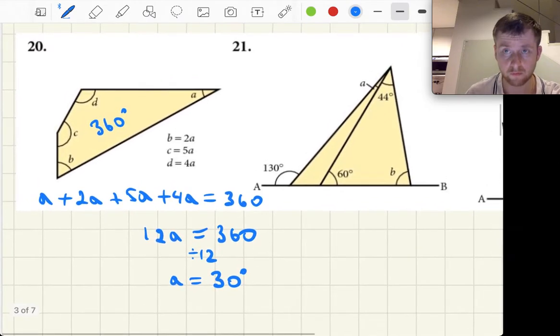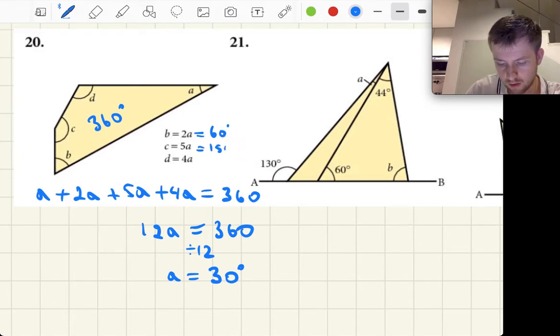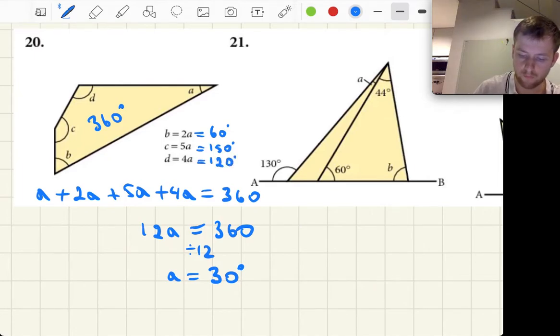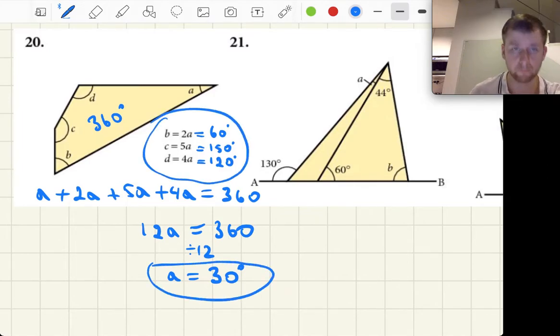But again, remember, we have to find all the angles. So we just found A. We also have to find B, which is going to be 2 times 30, which is 60. C, 5 times 30, 150. And D, 4 times 30, 120 degrees, all right? So all of this will be part of the answer.